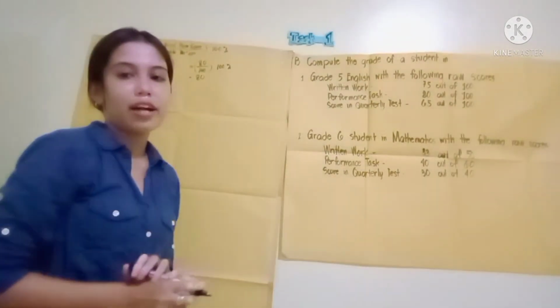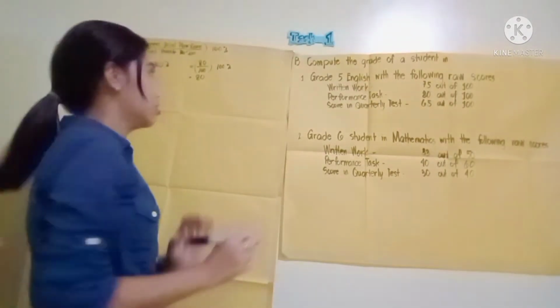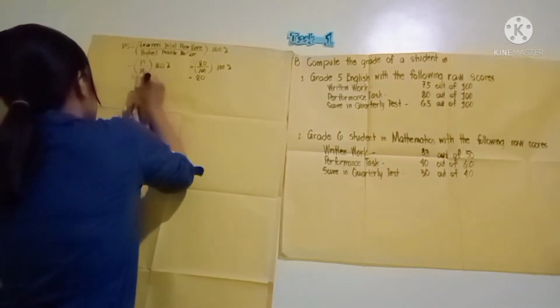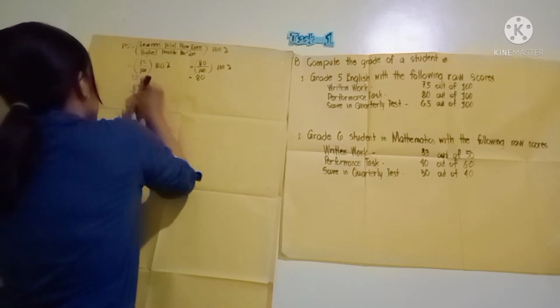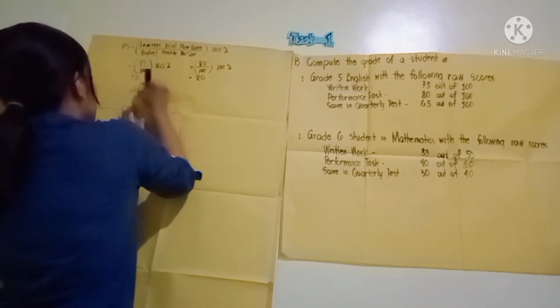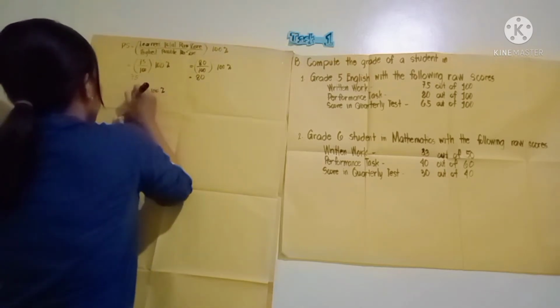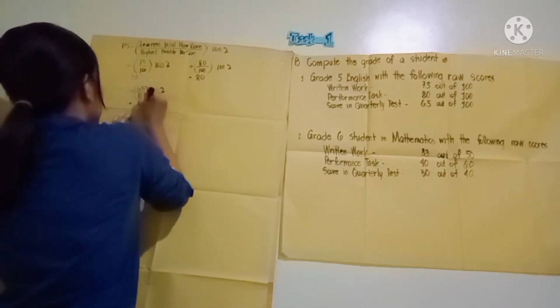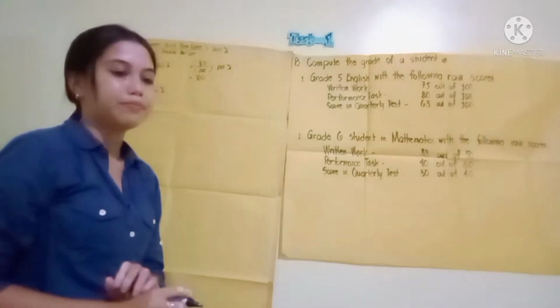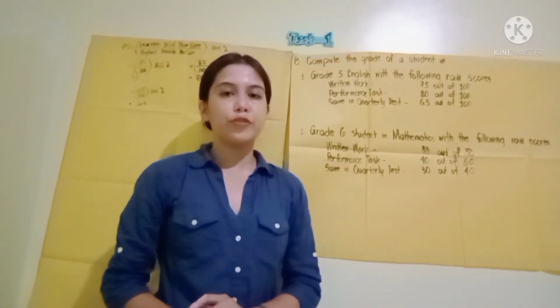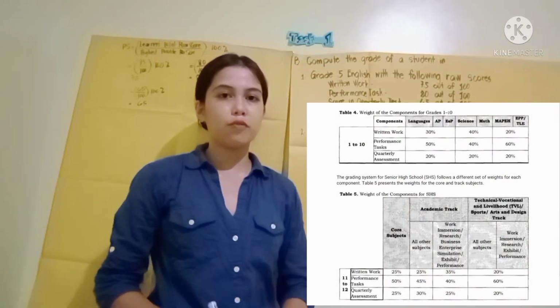And for the score in the quarterly assessment, the student got 65 out of 100. So, I need to put 65 over 100 times 100% equals 65.